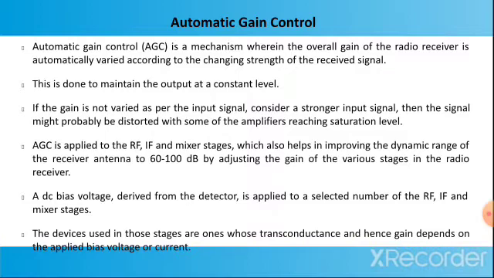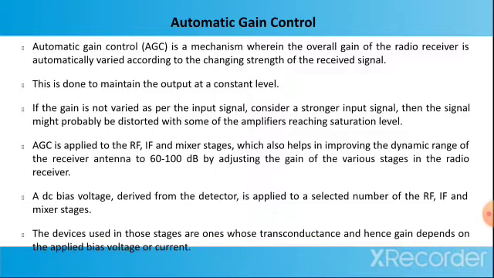Automatic gain control is a mechanism wherein the overall gain of the radio receiver is automatically varied according to the changing strength of the received signal. This is done to maintain the output at a constant level. If the gain is not varied as per the input signal, consider a stronger input signal, then the signal might probably be distorted with some of the amplifiers reaching saturation level.